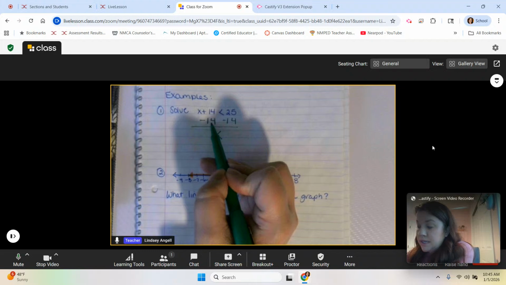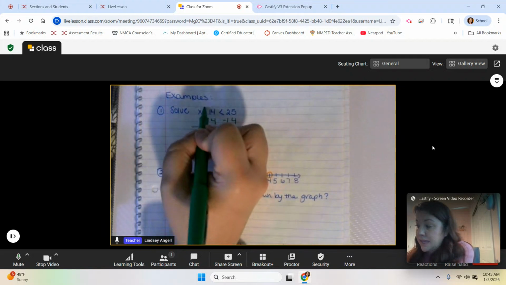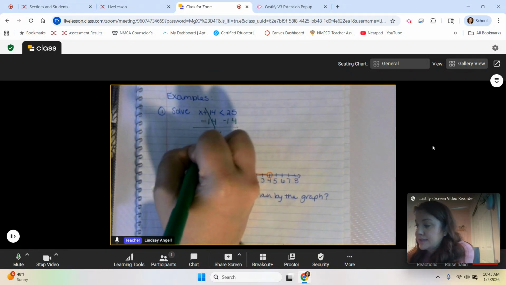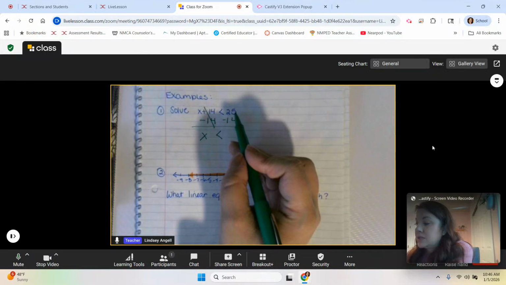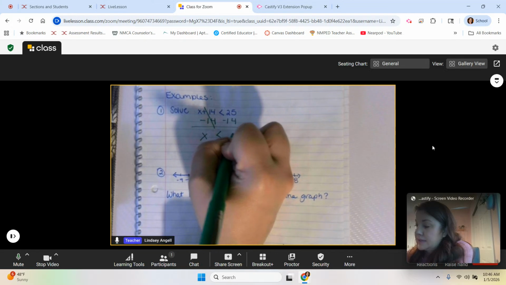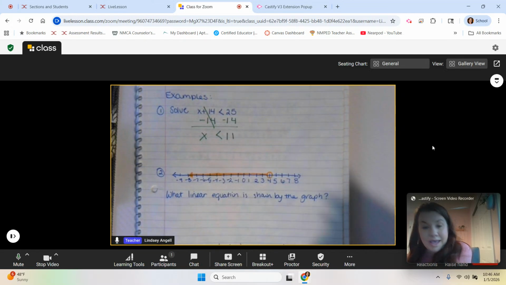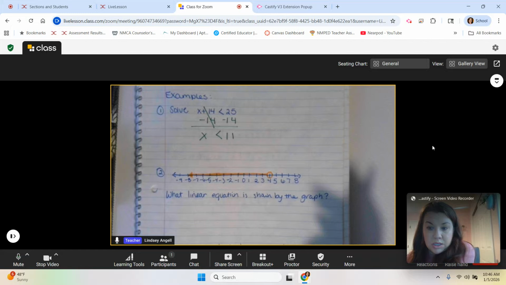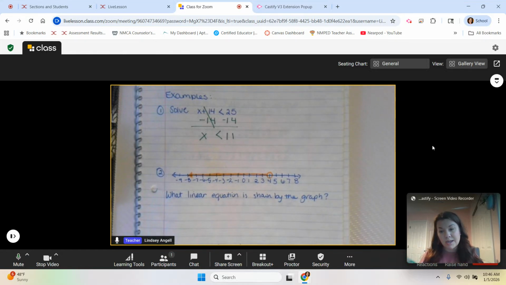14 minus 14, well, that's 0. So those cancel, and we're left with x on the left. And then 25 minus 14 is 11. So x is less than 11. What that tells me is that I could put any number that is less than 11 back into the original inequality and make it true.